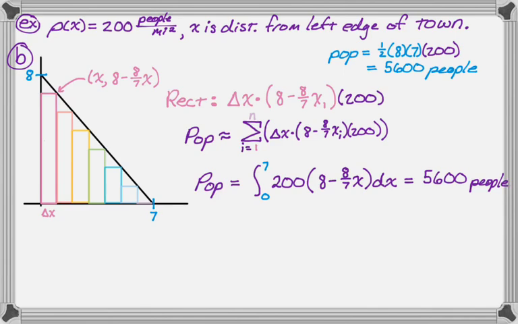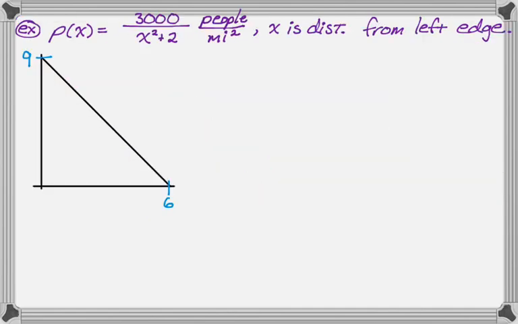So it gave me the answer I was expecting, and that's good because this next one that we're going to do, there's really no way we could do it geometrically. So let's take a look. So rho of x is 3,000 over x squared plus 2 people per mile squared, and x is the distance from the left edge. And again, we have a triangular region, which is kind of nice.